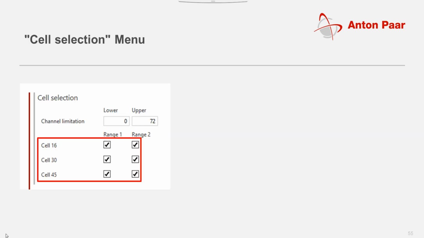The additional detectors can also be selectively activated or deactivated.